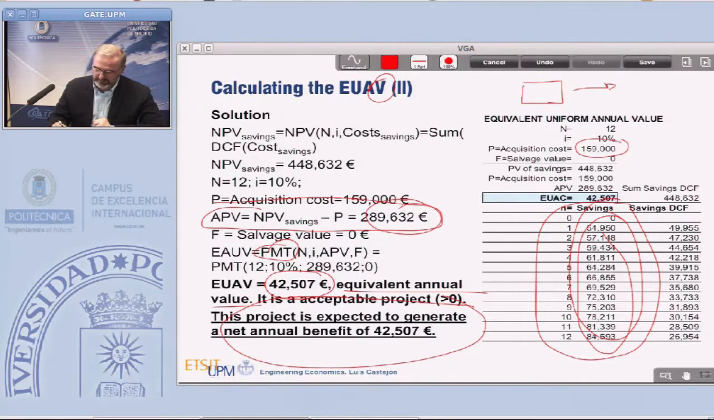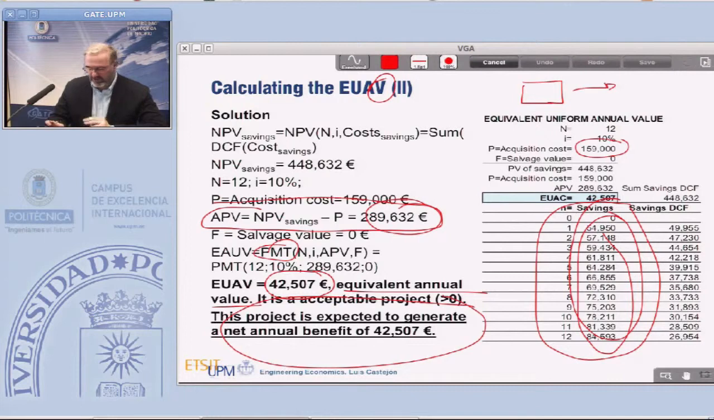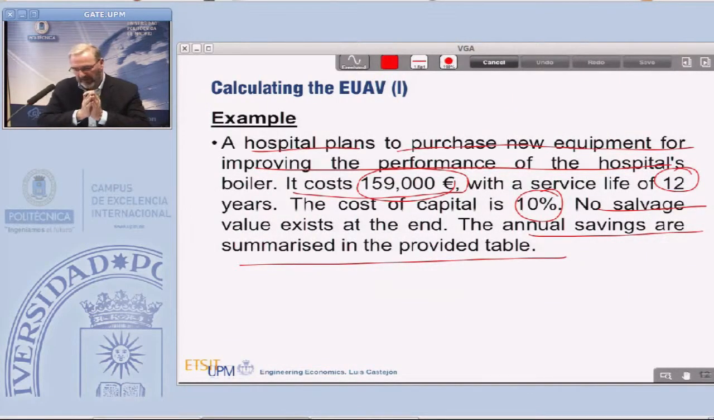Okay, so that's the last slide. As you see, we can use this methodology for calculating costs as well as savings resulting from buying a new machine. So have you got any questions?